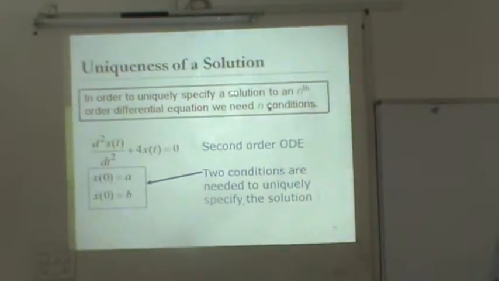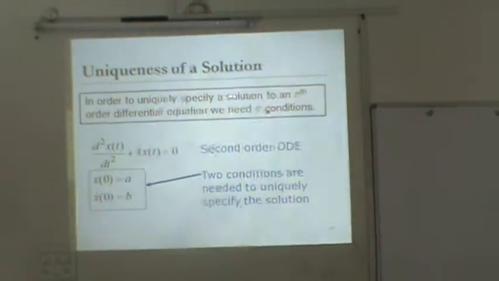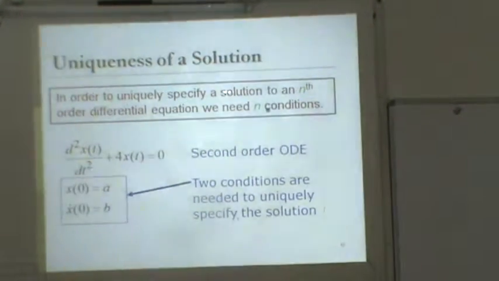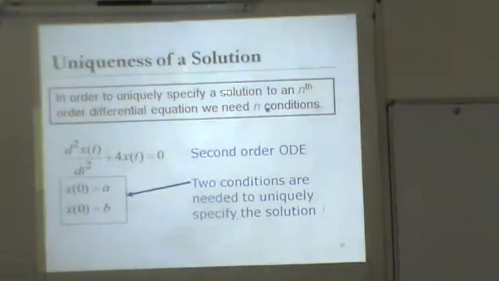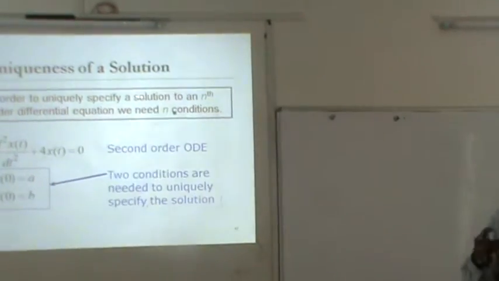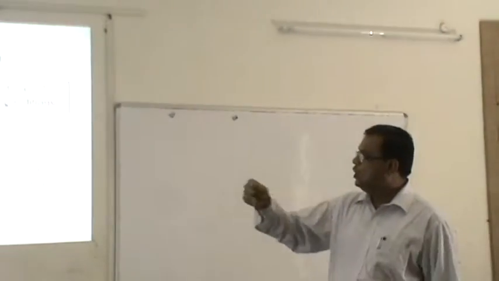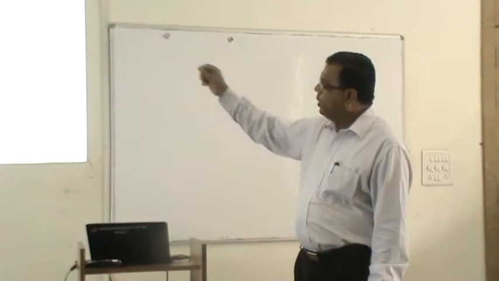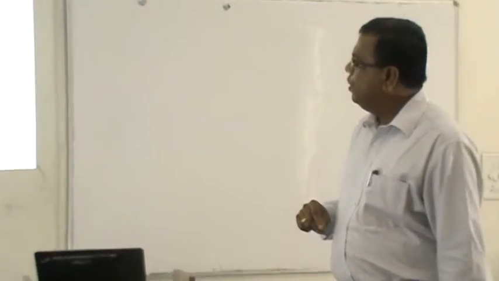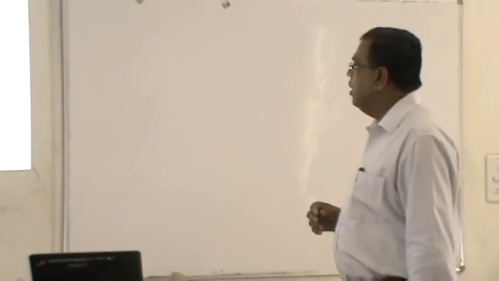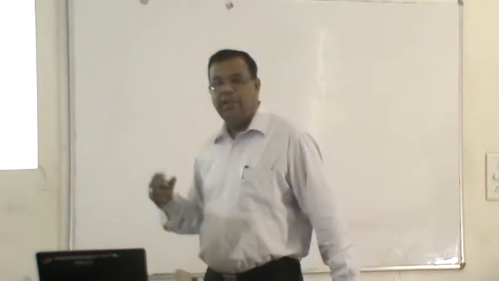Whether the differential equation has a unique solution or not. In order to uniquely specify the solution of an nth order differential equation, we need n conditions, because that is the concept of general solution. If the order of the differential equation is n, definitely its general solution contains n arbitrary constants, maybe C1, C2, C3, C4, up to Cn. Look at this example. This is a second order differential equation, and definitely two conditions are needed to uniquely specify the solution.